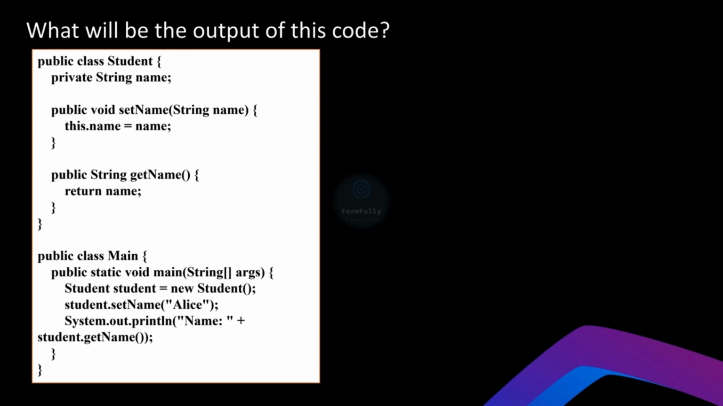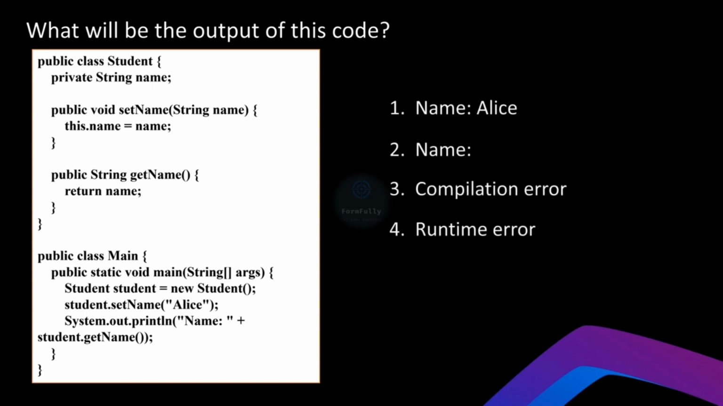Moving to the snippet question. Here, what will be the output of this code? Options are name alias, name, compilation error, runtime error. I suggest you pause the video first and think about what will be the output of this code. I hope you are ready with your answer.